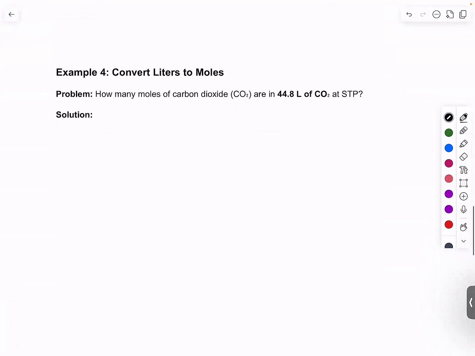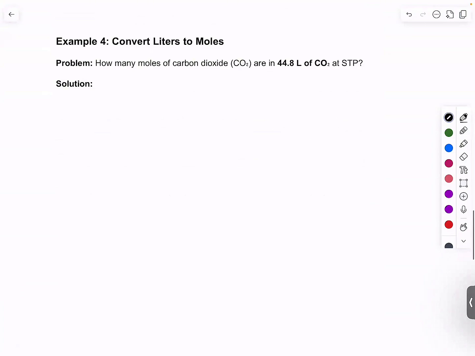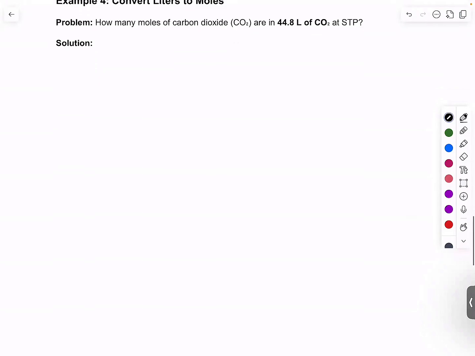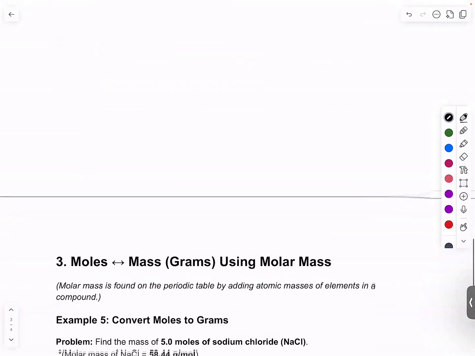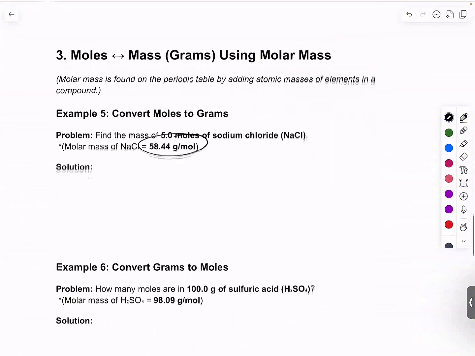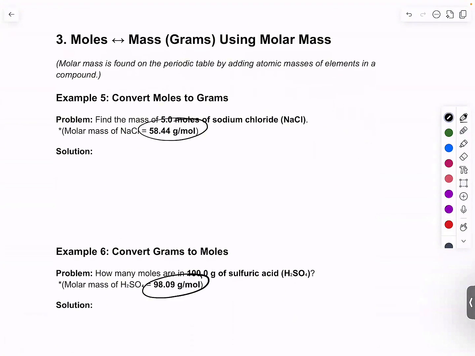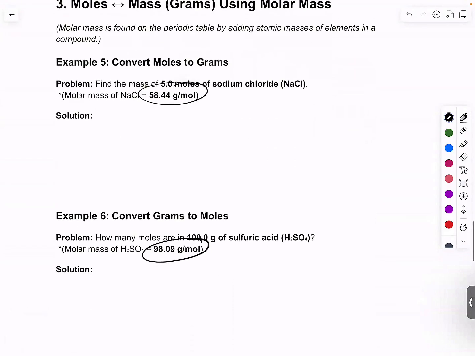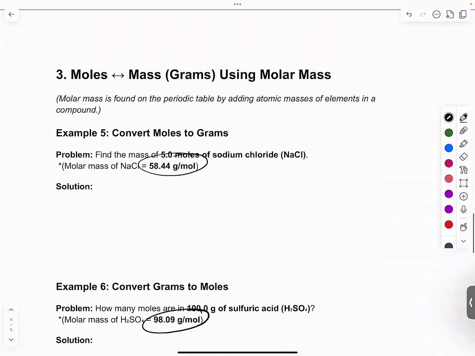So notice you can go forwards. You can take moles out to grams of substance or liters of gas, and you can always go back to moles from grams or liters. Here, just for these two examples, I conveniently went ahead and have the calculation for that, so there's no need to go and add it up.